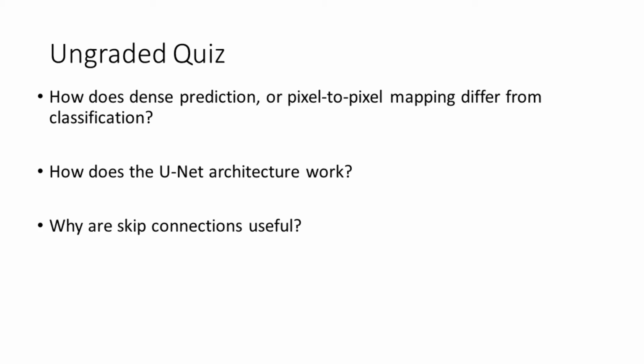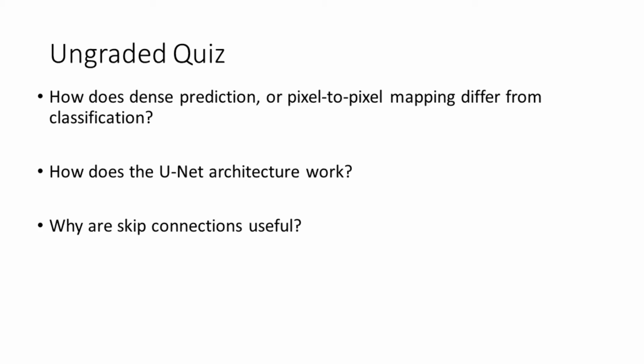All right, let's see what you came to as far as answers to this first question. How is pixel-to-pixel mapping different from classification? You're basically classifying every pixel. Exactly. Classifying every pixel instead of classifying the entire image. In some cases, that's a case of image segmentation. If we're doing image generation, then rather than classifying every pixel, we're generating every pixel.